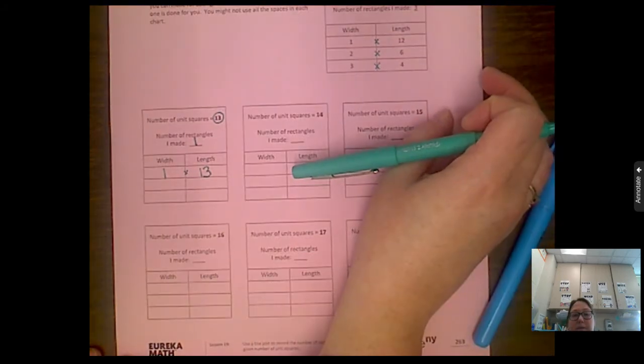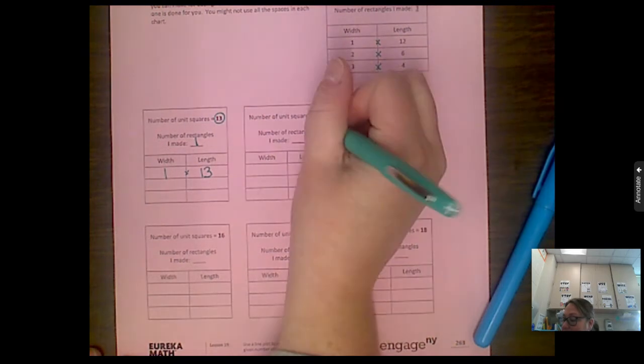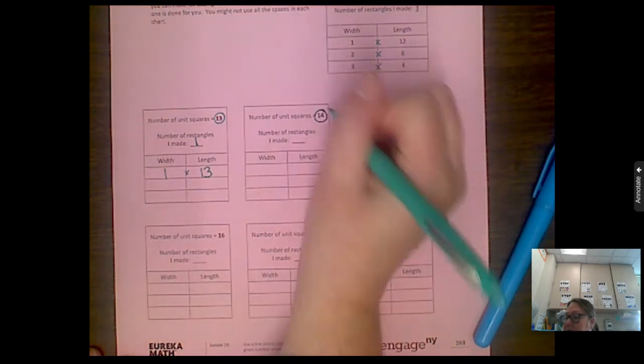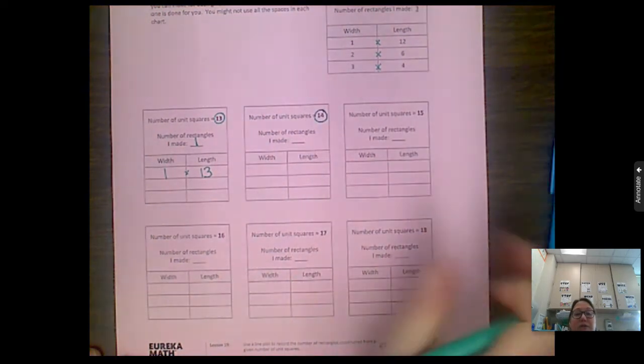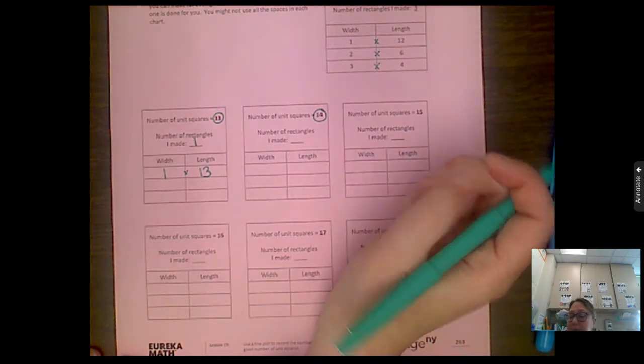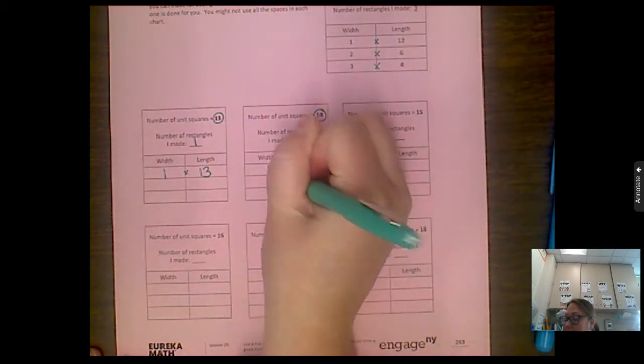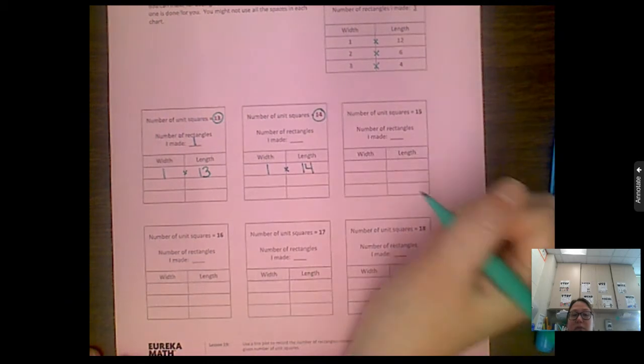Okay. All right, go ahead and look at the next one. It says number of unit squares is 14. So we want to see how many rectangles we can make with 14 unit squares, or with an area of 14. So what's the first one that we can always put down here? 1 and 14, because 1 times 14 equals 14.